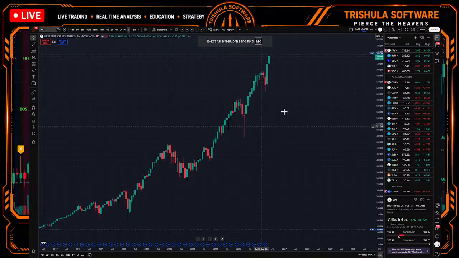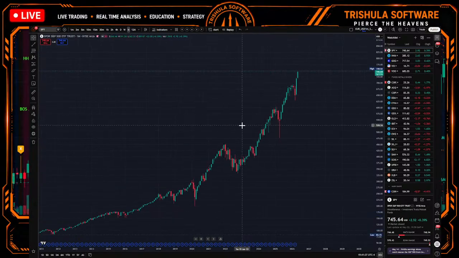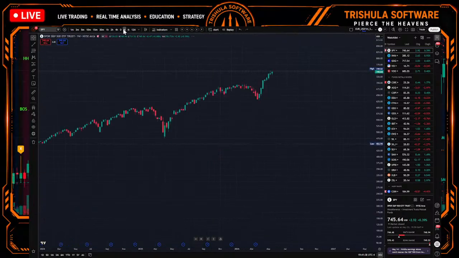All right. So I'm just going to break this down. Of course, this is SPY, the ETF version of the S&P 500, on the monthlies. You can see it just keeps going up. It's a wonderful thing right now. But right now, we're going to focus on drawing lines on the weekly.